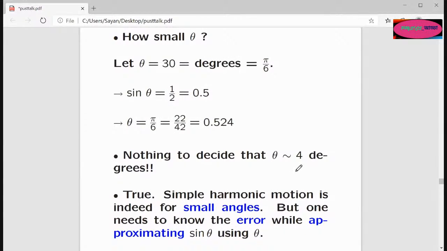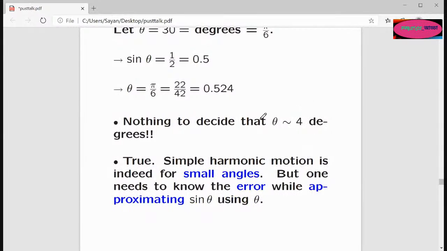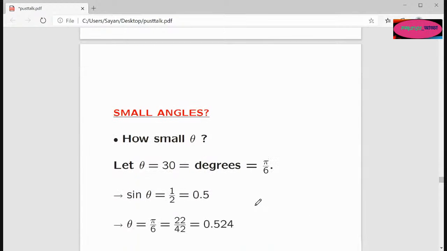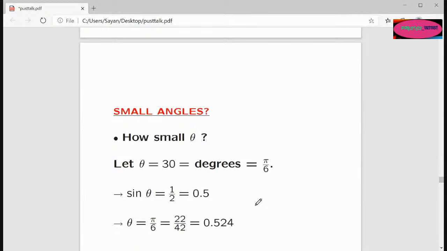Well, theta equal to 4 degrees is not something which is sacrosanct as such. It is certainly true that you get simple harmonic motion for small angles. There is nothing wrong in that. But one needs to know the error while approximating sine theta using theta. That is the crux of the whole issue, and that's going to decide for you where your linear approximation of sine theta as theta is valid.